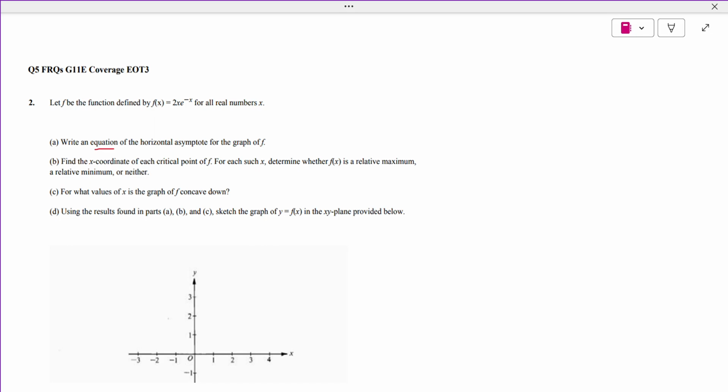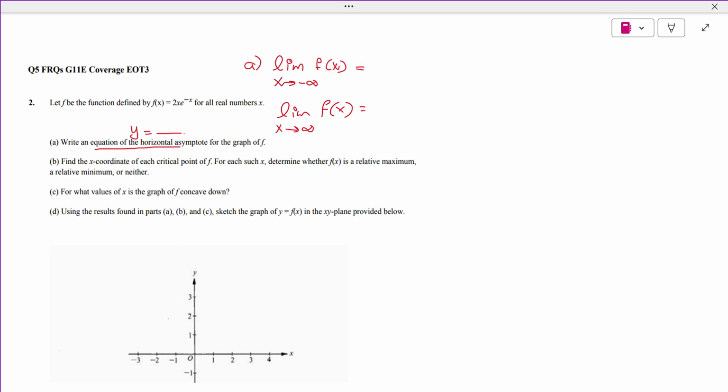Well, the equation of the horizontal asymptote should look something like this: y equals a number, right? And to find the equation of the horizontal asymptote, you must find the limit of f of x as x approaches negative infinity and the limit as x approaches positive infinity of f of x.